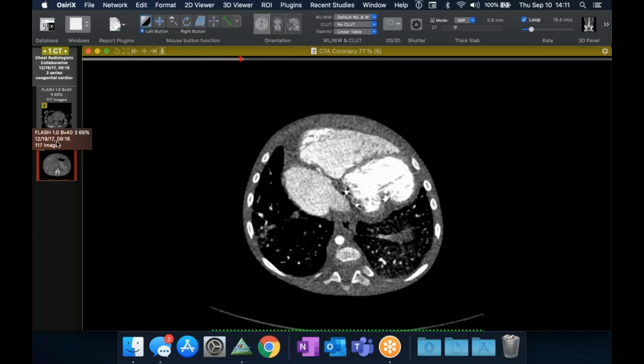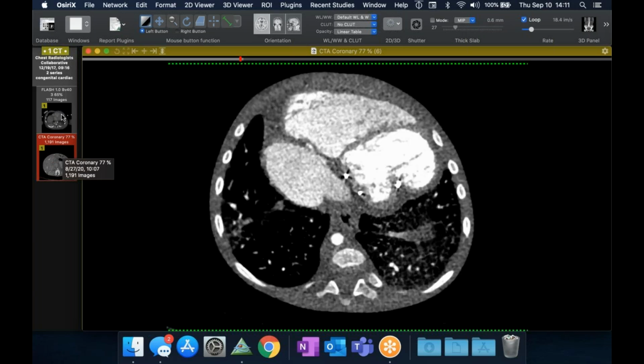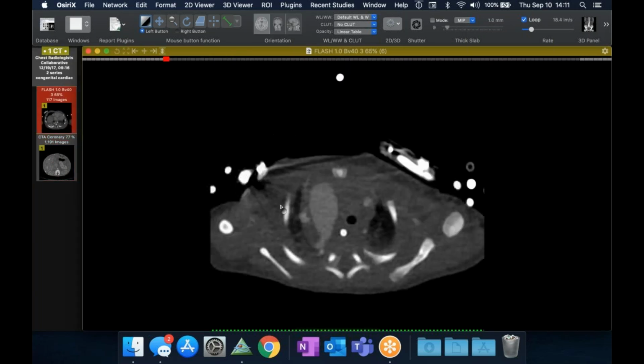Let's see, right date. Oh, I gotta get the right scan. There we go. Here we go. That's the repair one. Here we go.